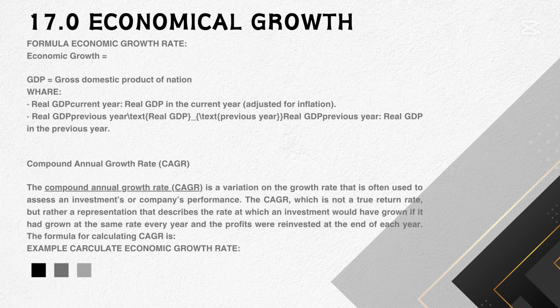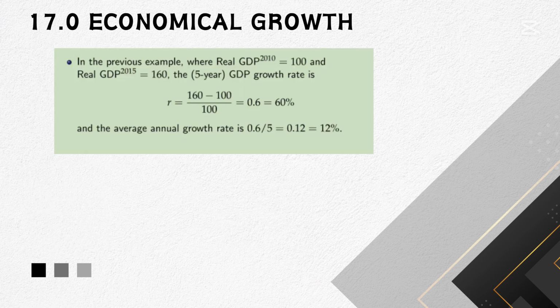Formula to calculate economic growth rate: GDP 2 minus GDP 1, divided by GDP 1.